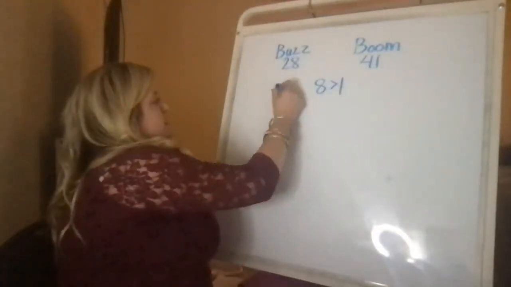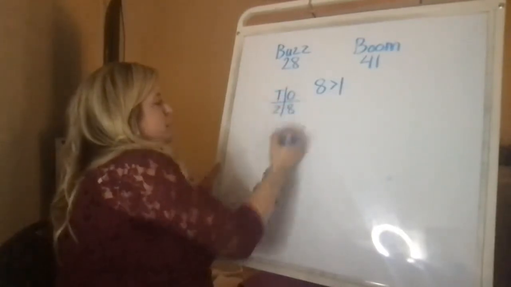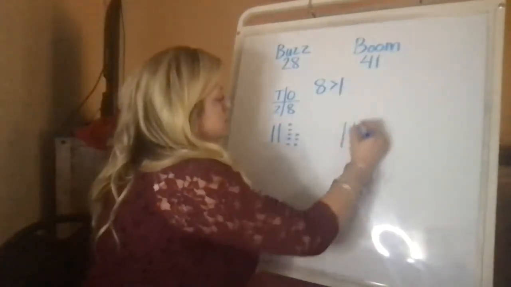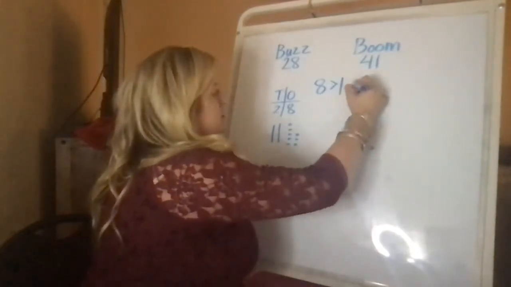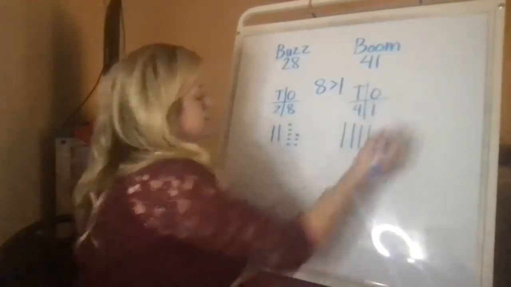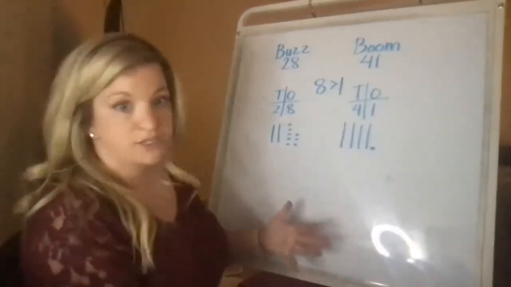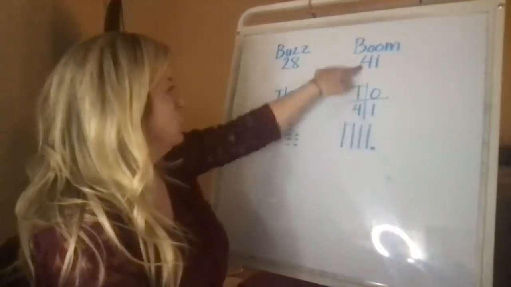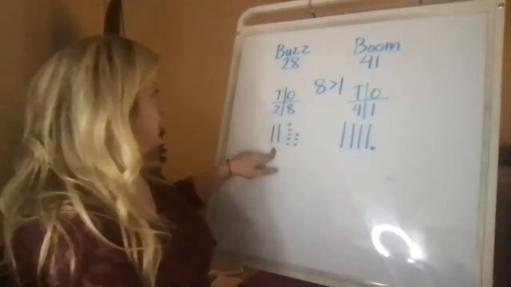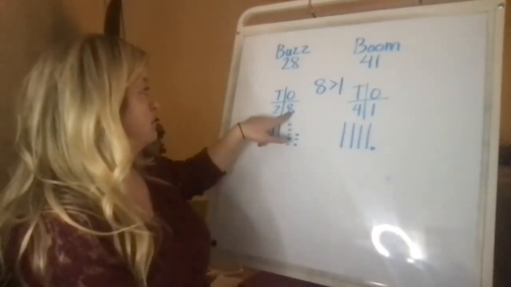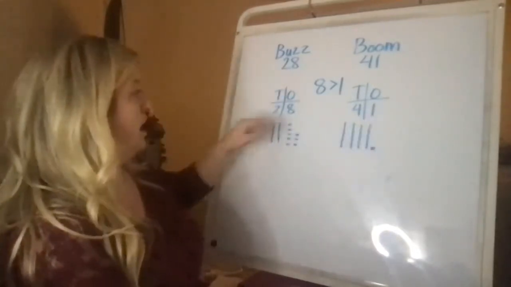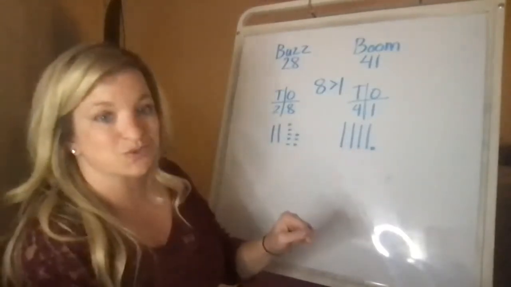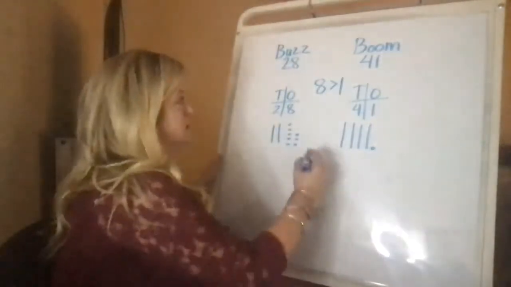Well, let's put it into the tens and ones, shall we? 2 and 8, 2, 3, 4, 5, 6, 7, 8, and 4 and 1, 1, 2, 3, 4, and 1. So no, I don't agree, because if we look at the tens, Boom has 4 tens and Buzz only has 2. But Buzz is looking at the ones, isn't he? He's like, haha, I have more because I have more ones. Well, little does he know there's 10 ones hiding in each of those sticks of 10. So no, I do not agree.